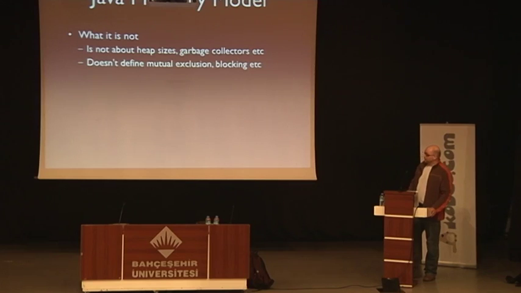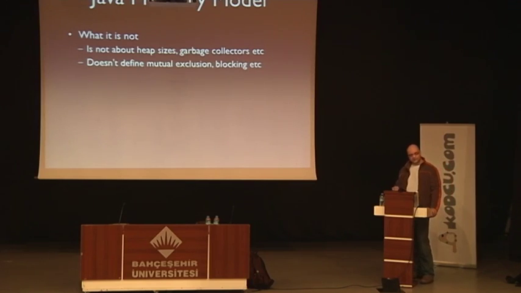The Java memory model. The Java memory model is not about heap sizes or garbage collection. It's also not about high-level synchronization structures like exclusion, blocking, executors, whatever. It's extremely, extremely low level. In most cases, people never get in contact with it because there's no API to program against. But it's certain guarantees that need to be in place by the JVM, and you need to understand those guarantees to correctly make multi-threaded code.